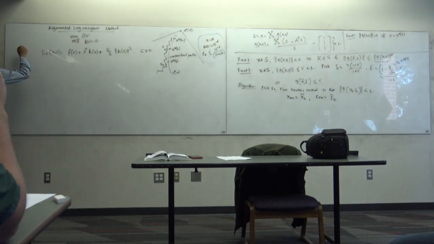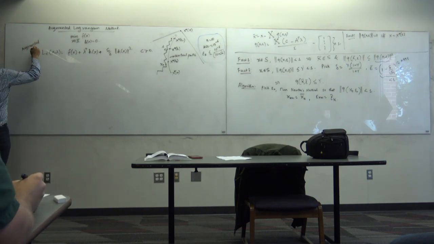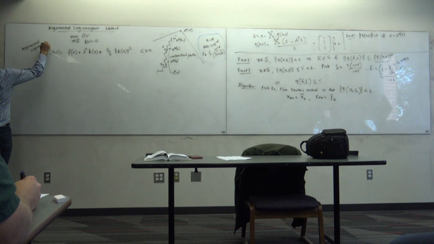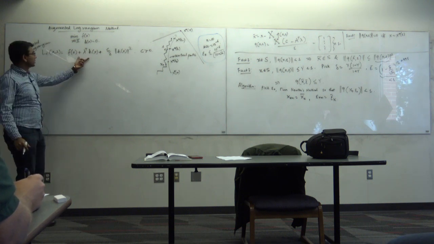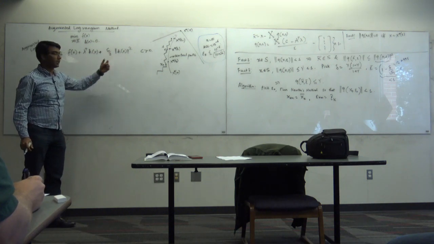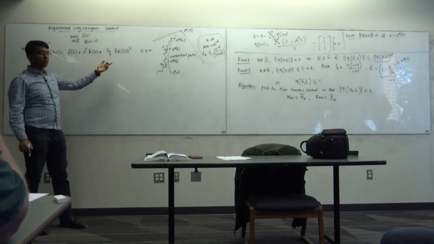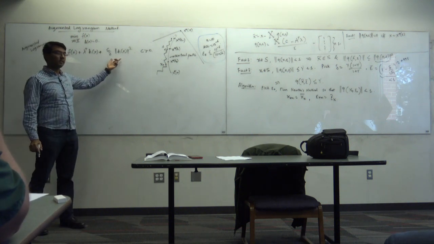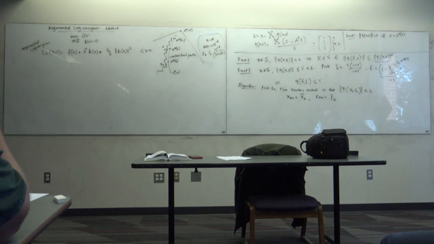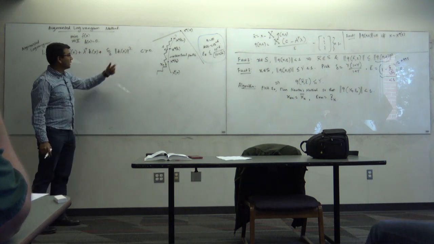This is known as the augmented Lagrangian. This is the usual Lagrangian, and then I augment the usual Lagrangian with this particular penalty term. And this is something that we all have seen before, right? We've seen it in the proof of the Lagrange multiplier theorem. So we are just adding a penalty for violating the constraint.